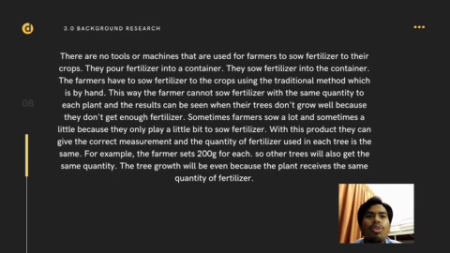With this product, they can give the correct measurement and the quantity of fertilizer used in each tree is the same. For example, the farmer sets 200 grams for each, so other trees will also get the same quantity. The tree growth will be even because the plants receive the same quantity of fertilizer.